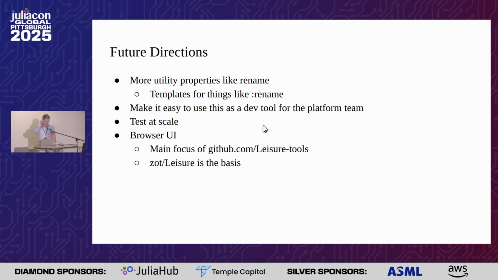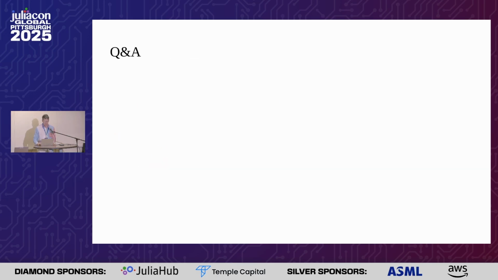I'm planning to use this as a dev tool in JuliaHub, in our private development stuff for the platform team. And I need to test this at scale. I'm optimistic about that because I know Redis is very scalable. Yeah, so that's what I have to present. I know I talked really fast, but I was worried I wouldn't get through it. So does anyone have any questions?